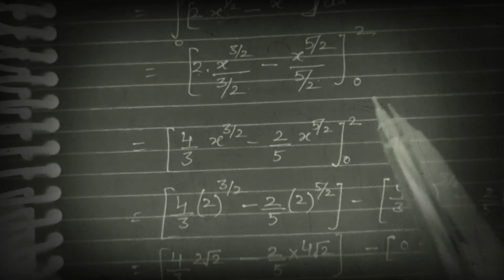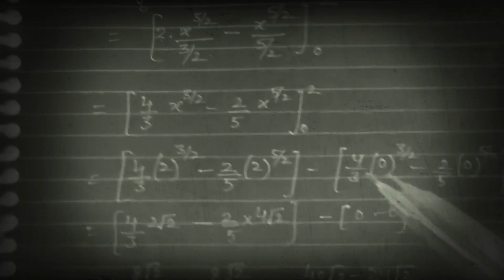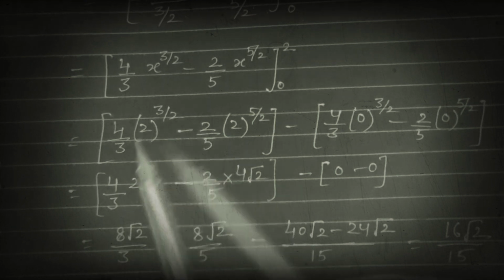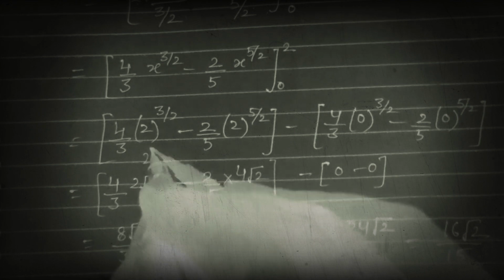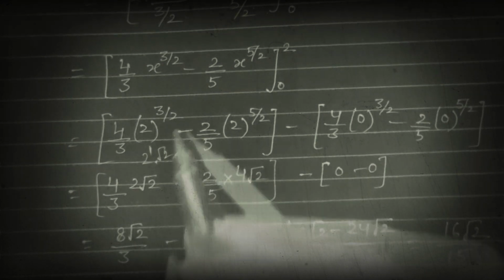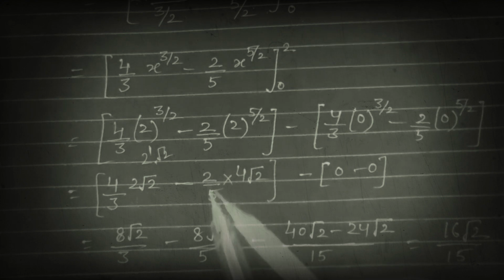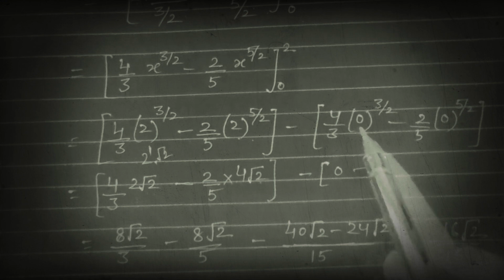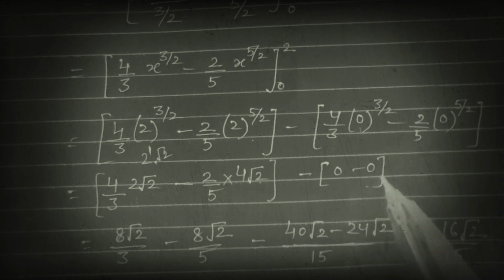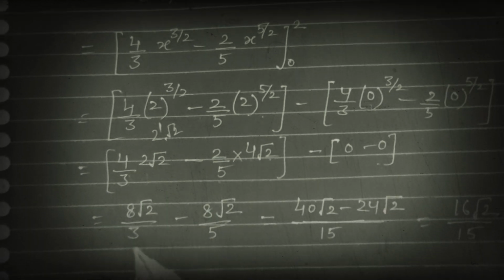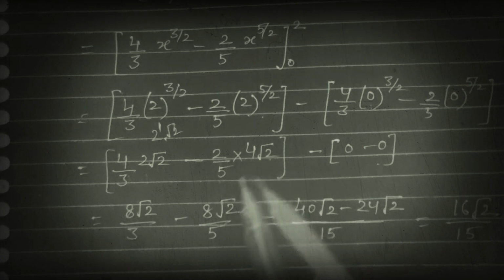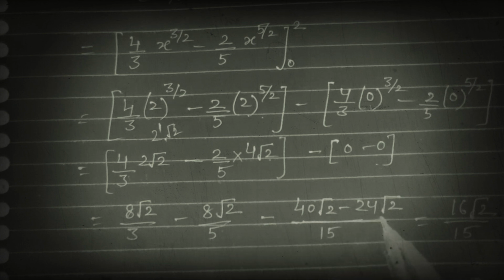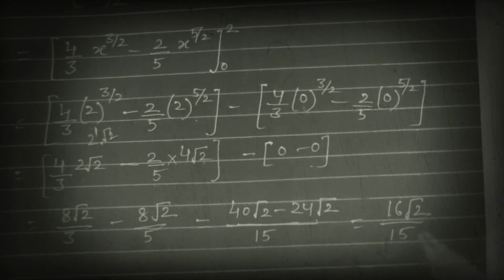So after solving, we will put the upper limit then the lower limit. So it is 4 by 3, 2 raised to power 3 by 2, which we can write as 2 root 2, because it is 2 power 1 into root 2. So it is 2 root 2 minus 2 by 5, it is 2 square into 2 raised to power 1 by 2, so it is 4 root 2. The lower limit is 0, because 0 into something is 0. So it is 8 root 2 upon 3 minus 8 root 2 upon 5. We can take LCM 15, so 40 root 2 minus 24 root 2. The answer is 16 root 2 upon 15.